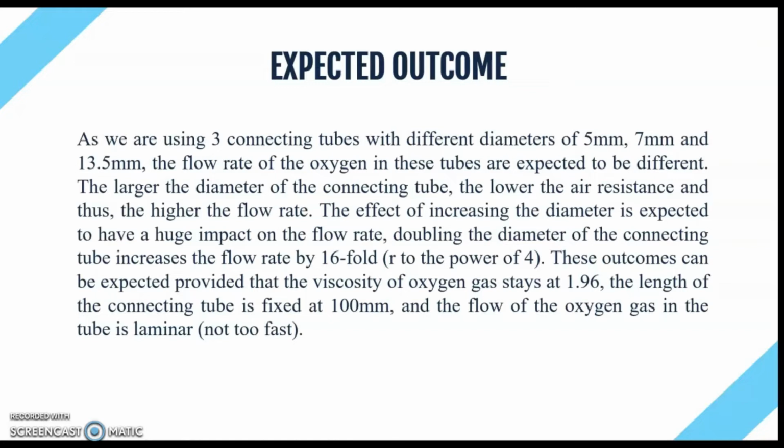The larger the diameter of the connecting tube, the lower the air resistance and thus the higher the flow rate, according to Poiseuille's law. The effect of increasing the diameter is expected to have a huge impact on the flow rate. Doubling the diameter of the connecting tube increases the flow rate by 16-fold because according to Poiseuille's law, the formula states that R is to the power of 4.